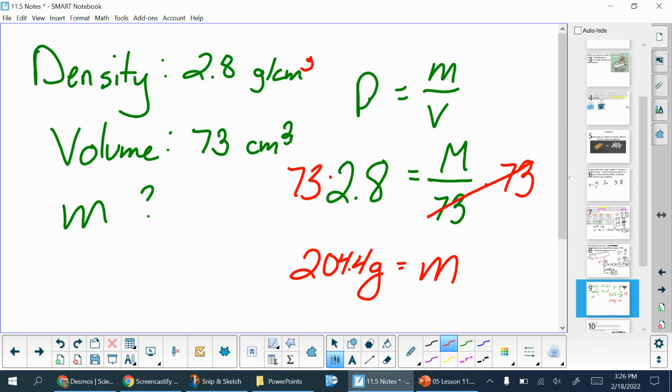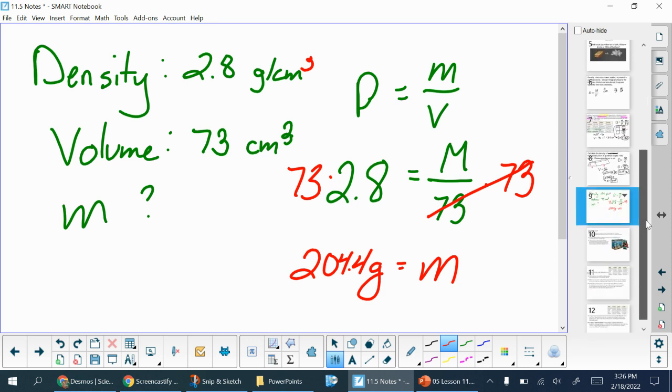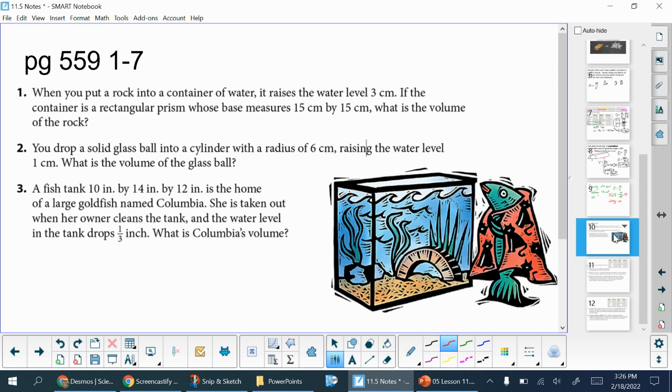Again, grams per cubic centimeter gives us grams for our mass. We're talking about grams. Okay, so for the homework, I'll keep it a little shorter because Friday's was really long. I'm sorry about that. Page 559, we're just doing questions 1 through 7. I'm going to leave these up in the video for a second to give you a chance. You could pause the video here, do these questions, go forward 3 seconds, pause the video, and do those questions.